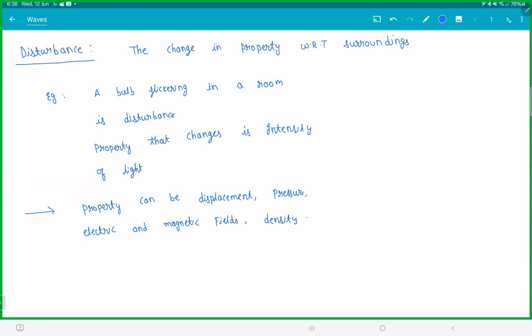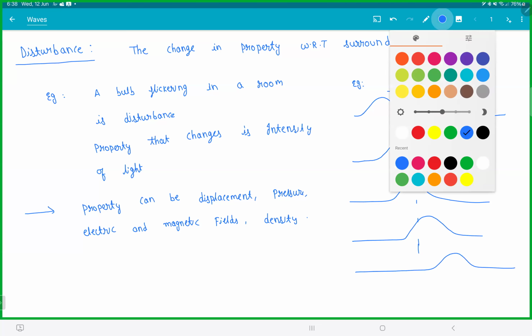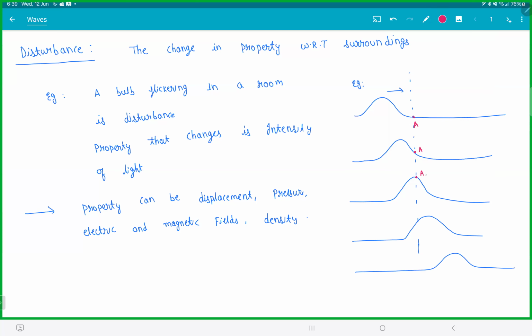So if I take a more technical example, just consider we have a wave like this and consider this point A here. Now, as this wave pulse is going from left to right, you will observe the point A goes up slightly, the point A reaches the peak value, the point A starts coming down, and the point A comes back again. So if you look at the total motion of A, as the pulse is traveling, this point A is simply going up and down. So here the disturbance or the property that changes is the displacement of point A.